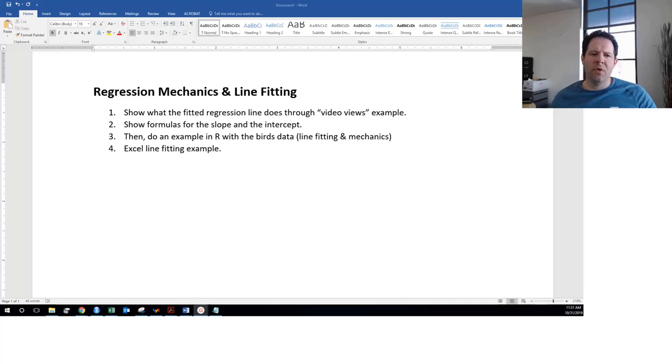In this video, I'm going to cover the basics of regression mechanics, basically what we know of as line fitting. And I want to show a little bit more detail about what a fitted regression line does. The emphasis in this video is to do this through several very structured examples, so I can highlight very precisely what's happening when we fit a regression.